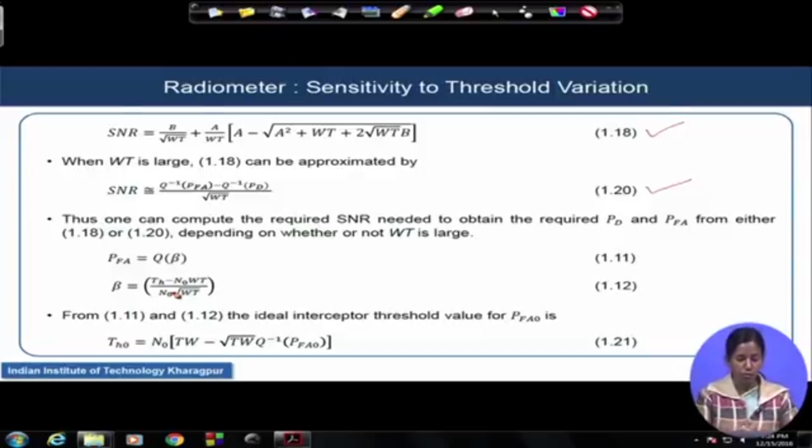Now, from this expression of the false alarm probability, I can compute the ideal interceptor threshold value. This is the ideal case, which is why the corresponding false alarm probability is written as PFA0 and the threshold is written as TH0. So this is the expression for the ideal interceptor threshold.